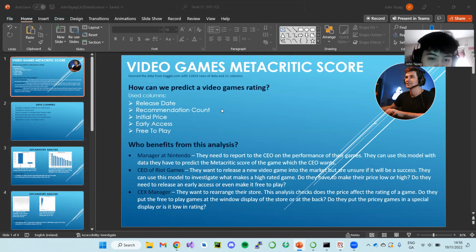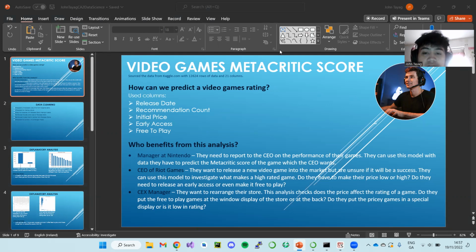The people who benefit are, for example, the manager of Nintendo, who needs to report to the CEO on the performance of their games. If they have all the data, like the recommendation count, whether it has early access, whether it has free to play, they can use this model to predict the Metacritic score and report to the CEO. Other people are like the CEO of Riot Games.